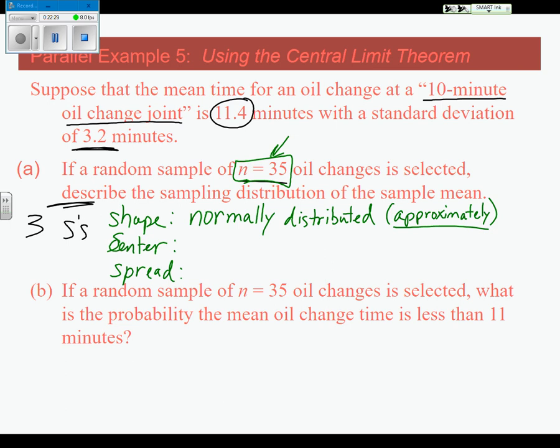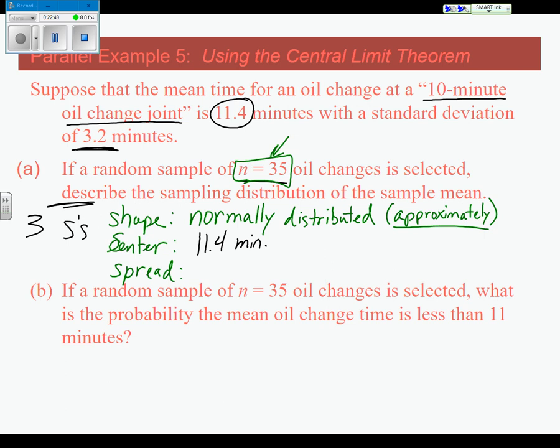The center does not change. It's still going to take 11.4 minutes, all right? Not me to change the oil, it would take me probably a lot longer. But this 10-minute oil change joint, it's going to take them 11.4 minutes. And then the standard deviation, it's not going to be 3.2.